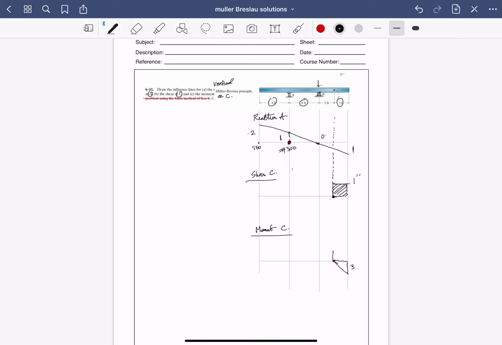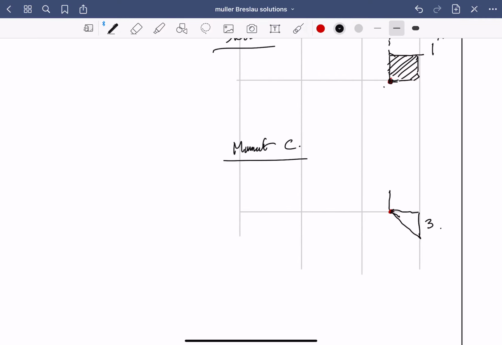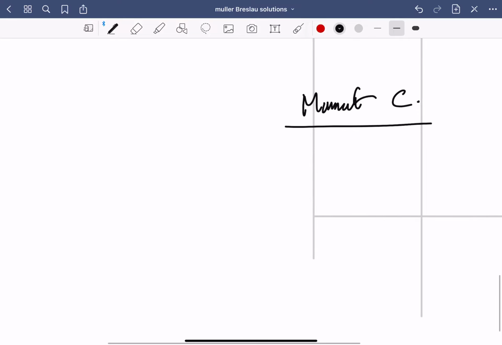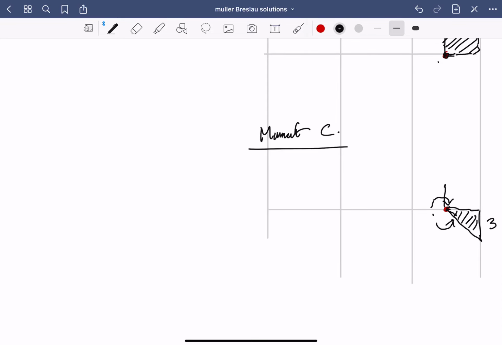Another question that can come up is why is it this way instead of that way? Right, so that's a pretty logical question. So let's just state what the convention is for structural analysis.